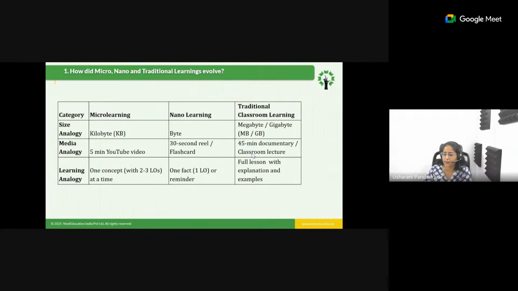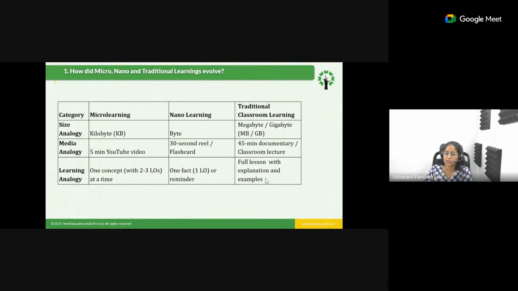Next comes the learning analogy. In micro learning, we try to cover a concept with not more than 2 to 5 LOs at a time, where we cover a 5-minute video of that particular concept. I'll show you some examples too. In nano learning, you can see we are not covering more than one learning objective. And in the traditional approach, we complete the full lesson.